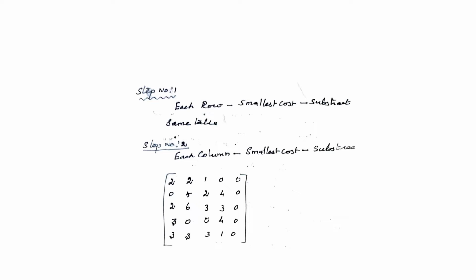Then we go to step number 2, which is to subtract each column's smallest cost. In the first column, the smallest cost is 7. So we subtract 7 from the other elements in the first column, which are 9, 9, 10, 10. Then we follow the same procedure for the remaining 4 columns. Then step number 3.